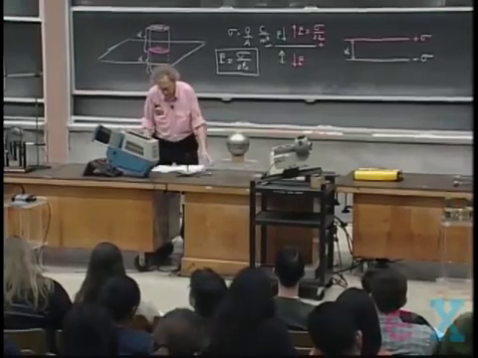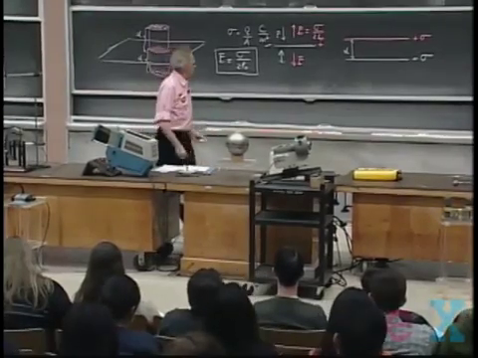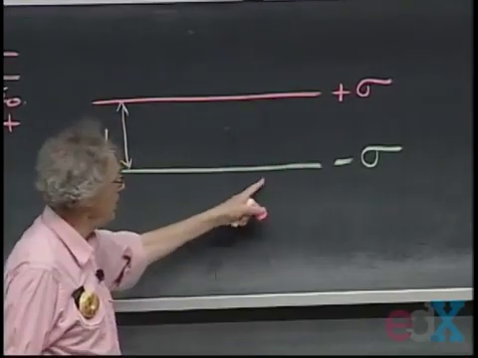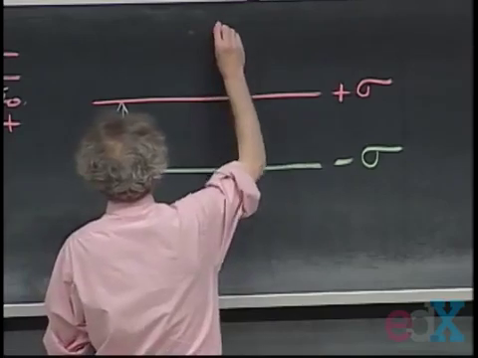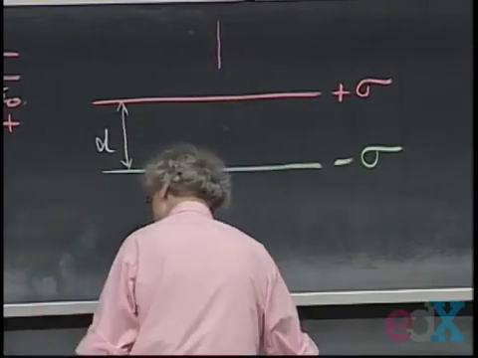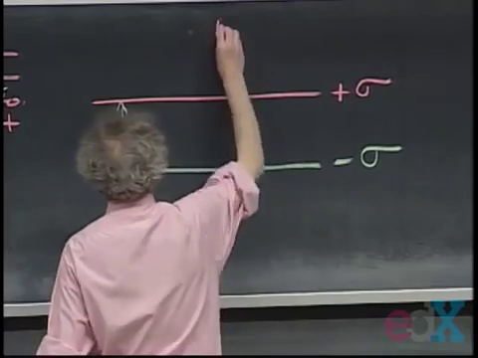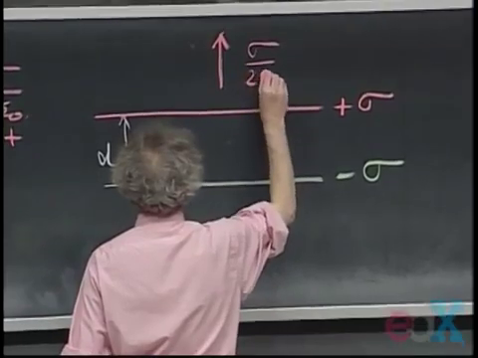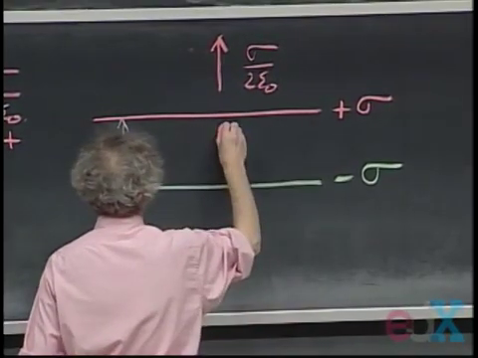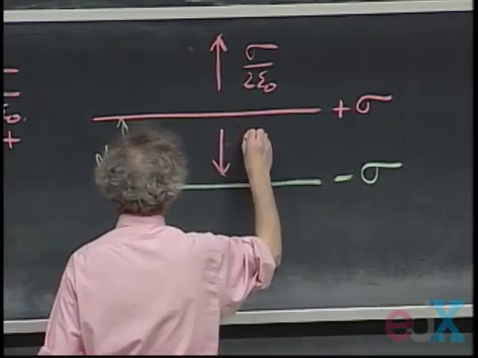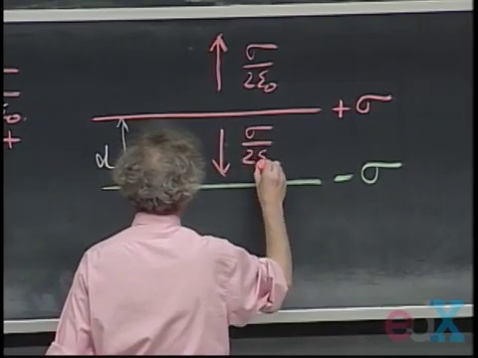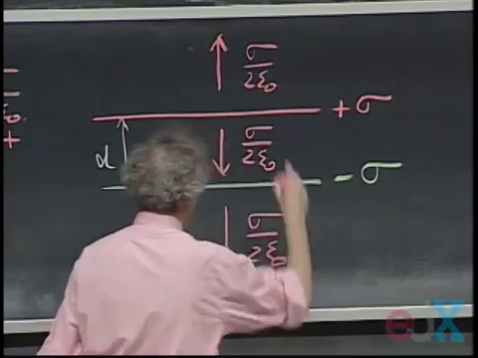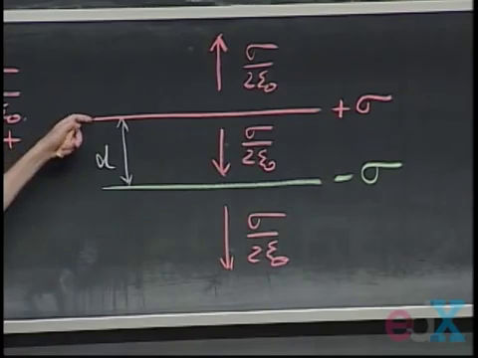And I now use the superposition principle. I say to myself, aha, this plate alone, forget this one, this plate alone would give me an E vector, stick to my colors, an E vector like so, and that is sigma divided by 2 epsilon 0. This one is also pointing away from this, sigma divided by 2 epsilon 0, and here it's also sigma divided by 2 epsilon 0, because it's independent of the distance to this plate.